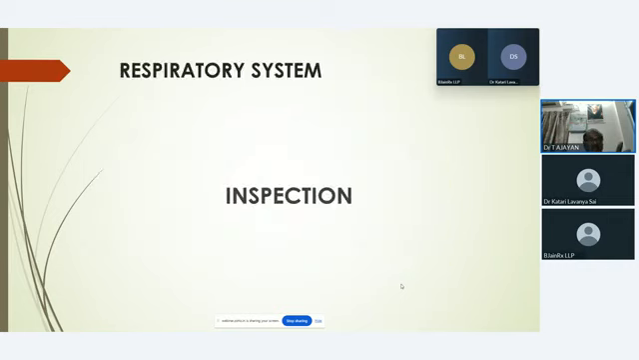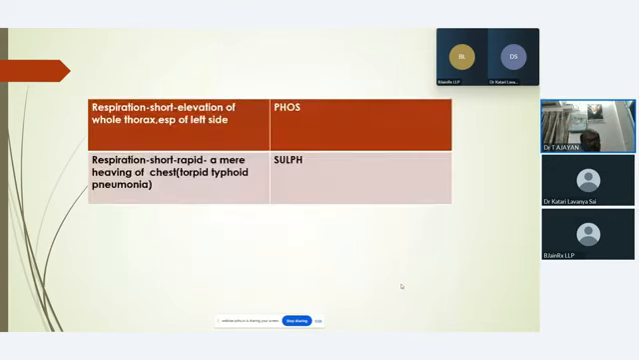Previously I highlighted the cardiovascular system. Now I would like to highlight the respiratory system. But only 10 to 20 minutes of time remain. Therefore, I am shifting to another area. In the respiratory system also, there are rubrics related to inspection, palpation, percussion, and auscultation. A number of rubrics are there in our repertory.